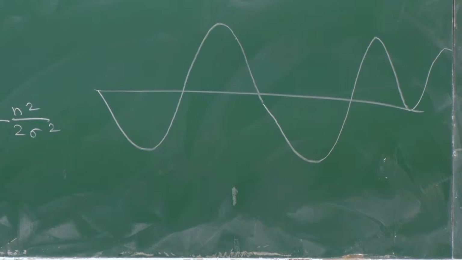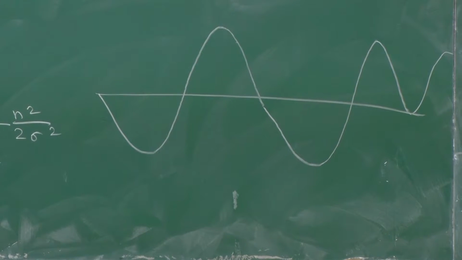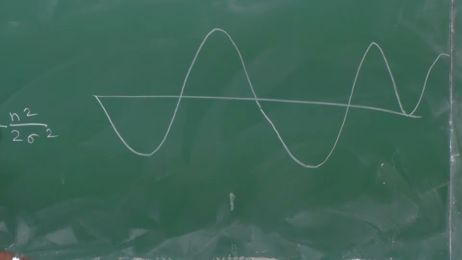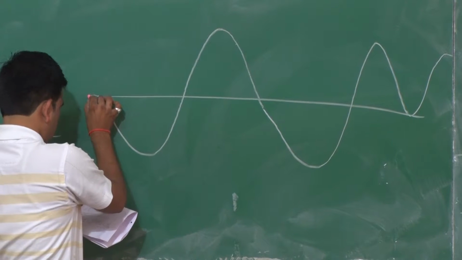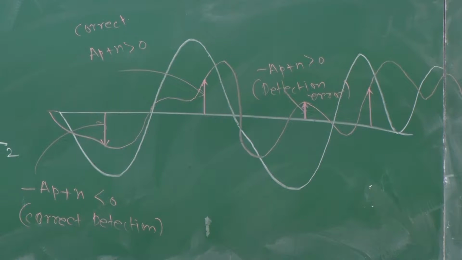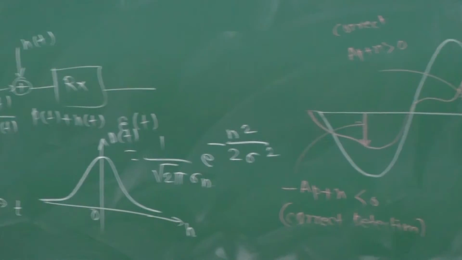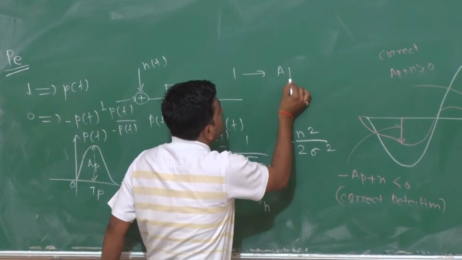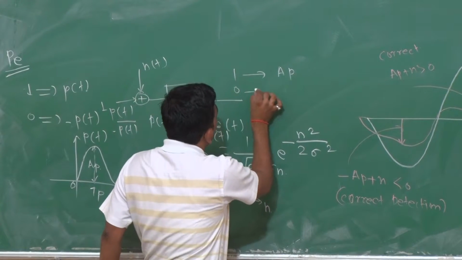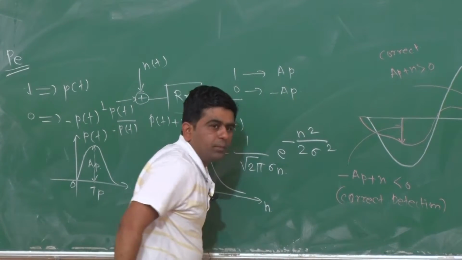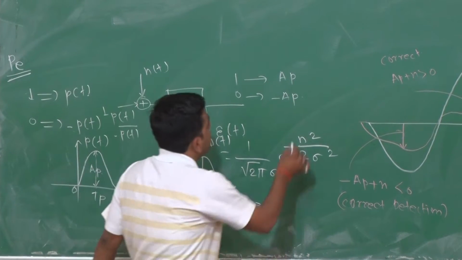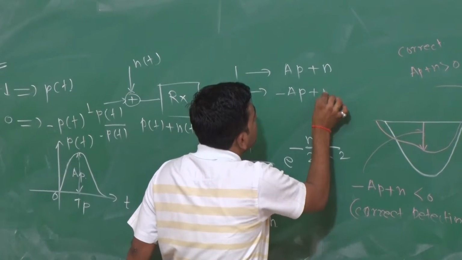These are the received signal. We are expecting this received signal to indicate 0, 1, 0, 1, 1. But due to this noise, when one is received, we get for 1 an amplitude of AP, and for 0 it becomes minus AP. This is regarding your signal which is unaffected by noise. When noise affects your signal, it will add plus N.